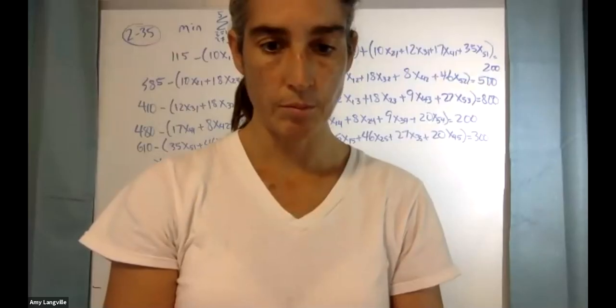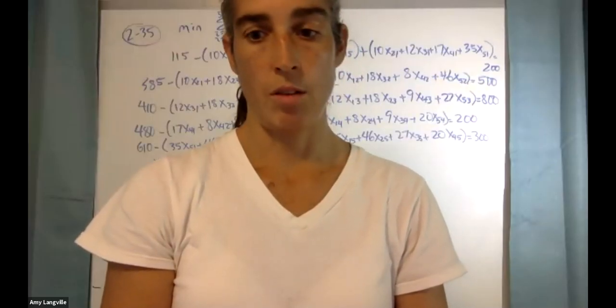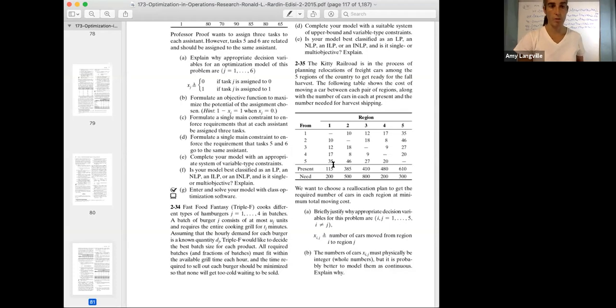Okay, we're going to try one more. The next one we want to look at, we have already seen before too. It's number 35 in chapter 2. The railroad needs to relocate cars from 5 regions. And so here's where the cost of moving one car from region 1 to region 2 is 10, from region 1 to region 3 is 12. And we have how many are in each region now and how many we need.